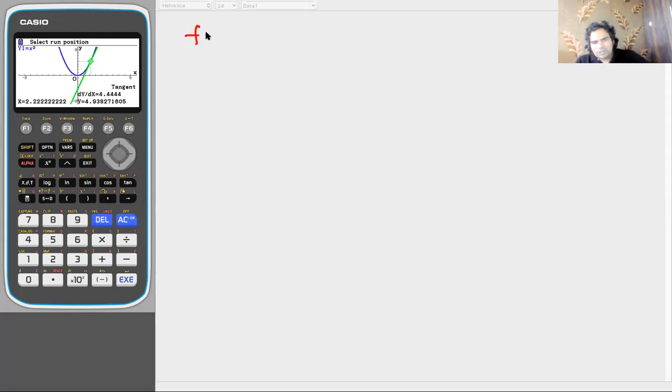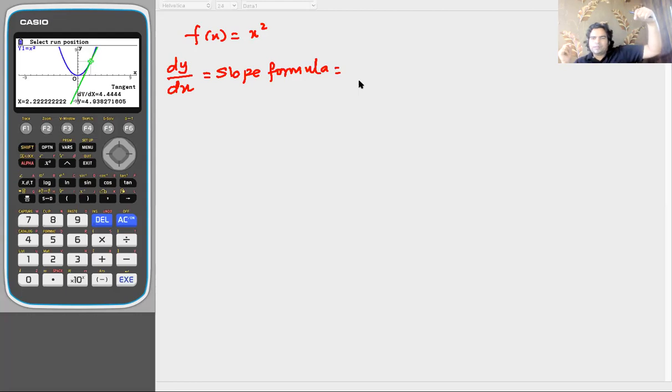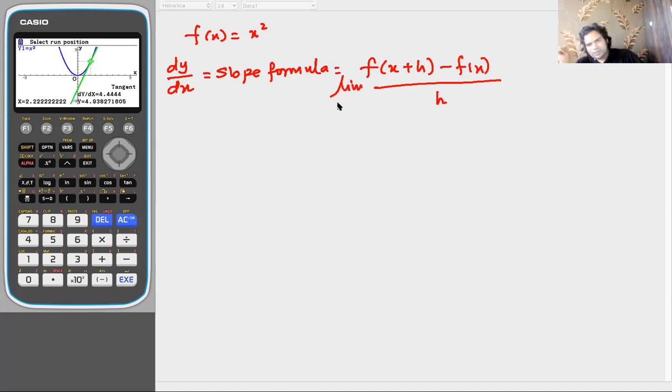So now my function is f of x is x squared. And the slope formula, which is dy by dx, I would write down in the beginning so that we understand the derivative is not a Big Bang theory. It just gives us a slope at any given point, at what rate y is changing with respect to x. So that is nothing but f of x plus h minus f of x over h, and once again the limit is that h should be close to 0.